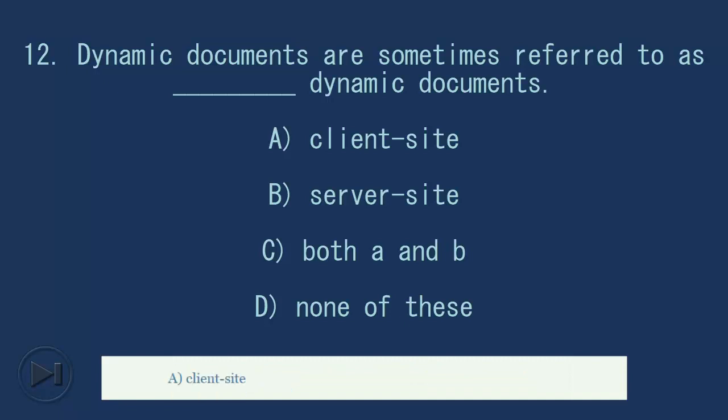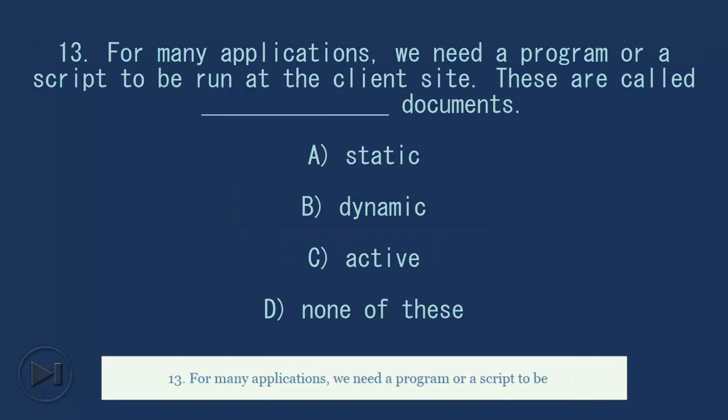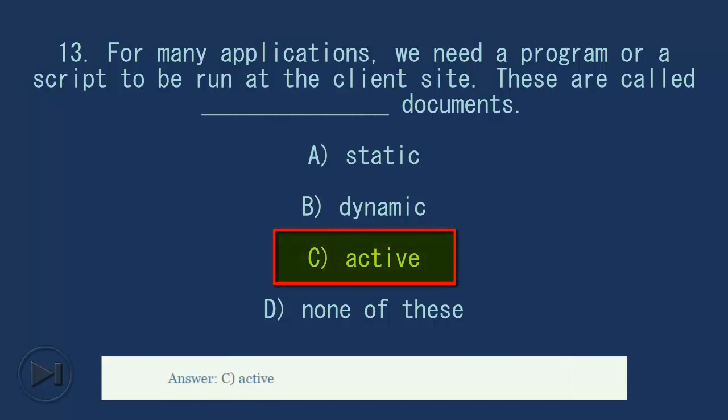A. Client side. B. Server side. C. Both A and B. D. None of these. Answer, B. Server side. 13. For many applications, we need a program or a script to be run at the client side. These are called blank documents. A. Static. B. Dynamic. C. Active. D. None of these. Answer, C. Active.